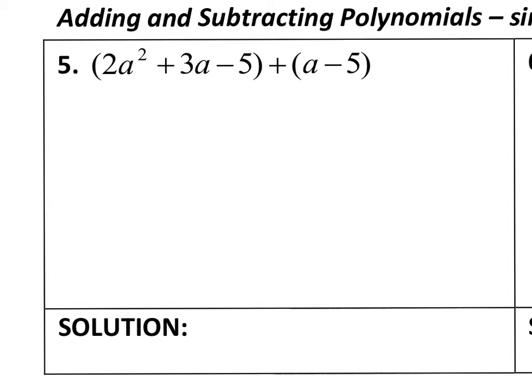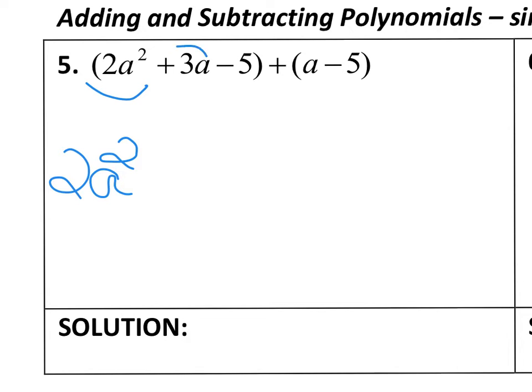Alright, 5, 6, and 7 are all adding and subtracting polynomials, so that basically means that you're going to be combining like terms. So I see here that I have a 2a squared and I don't have any other a squareds, so I can go ahead and write that as part of my answer.